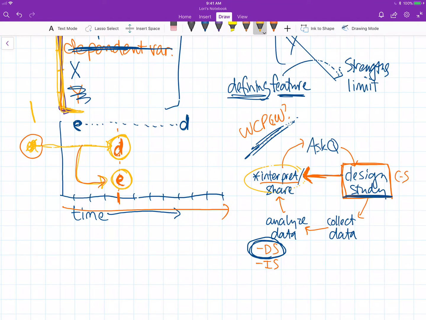So just be super aware of that. I would say that's probably one of the biggest things that could possibly go wrong when we're thinking about study design, is that we did not interpret it in light of either the defining feature or the limitations or the strengths of that particular study design.